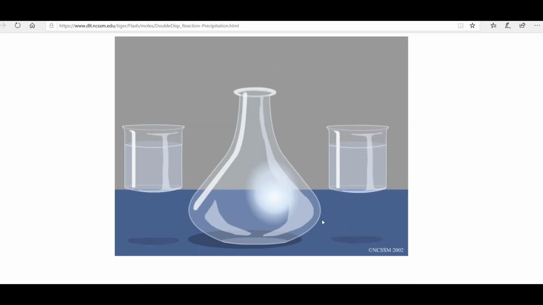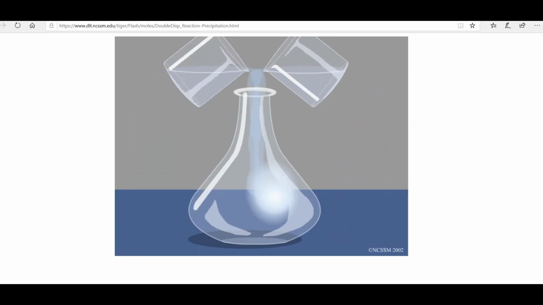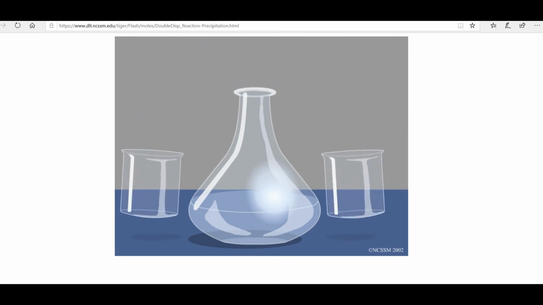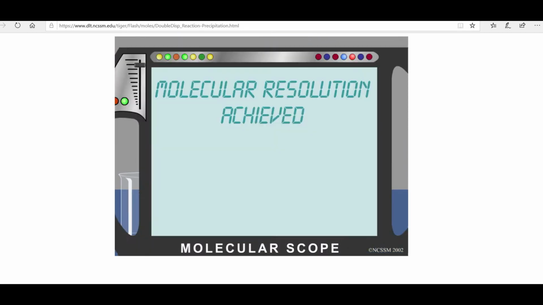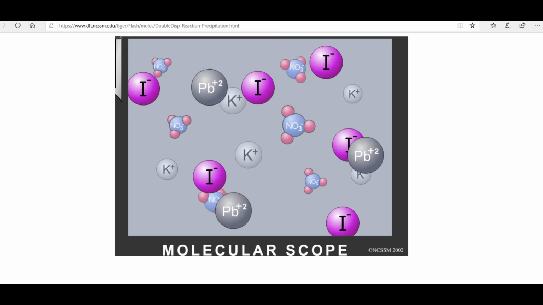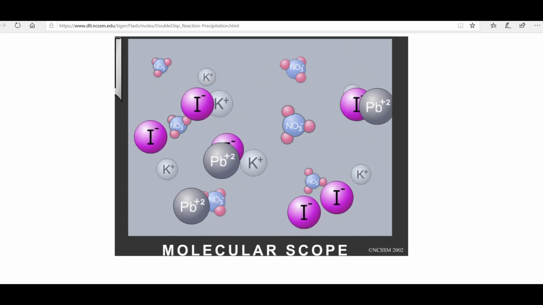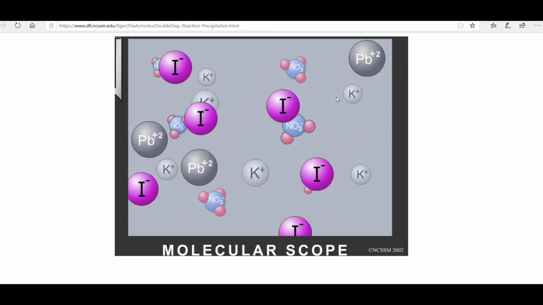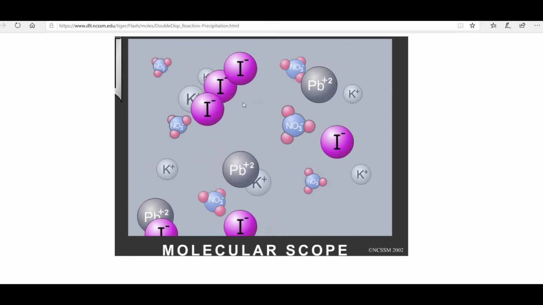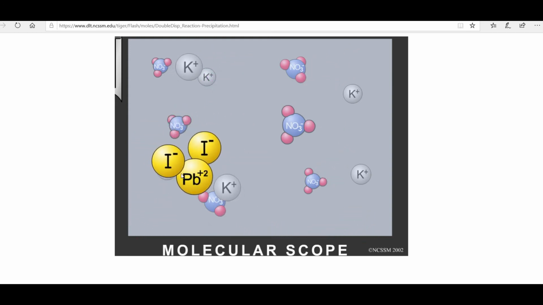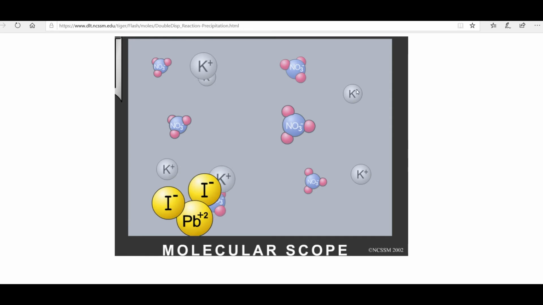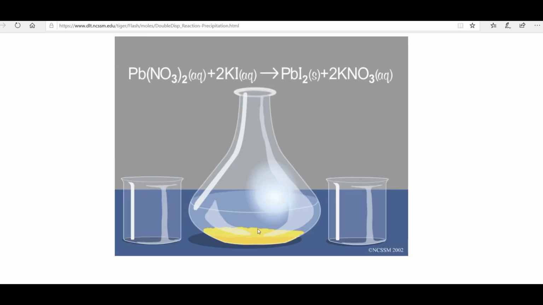We have our individual aqueous solutions. We dump them in. At the molecular level, we can see all of the ions floating around. We have our nitrate, our potassium, our lead, and our iodide. So we see that the lead iodide is dropping to the bottom, but the potassium and the nitrate are still aqueous. We have our lead iodide at the bottom, this nice yellow color.